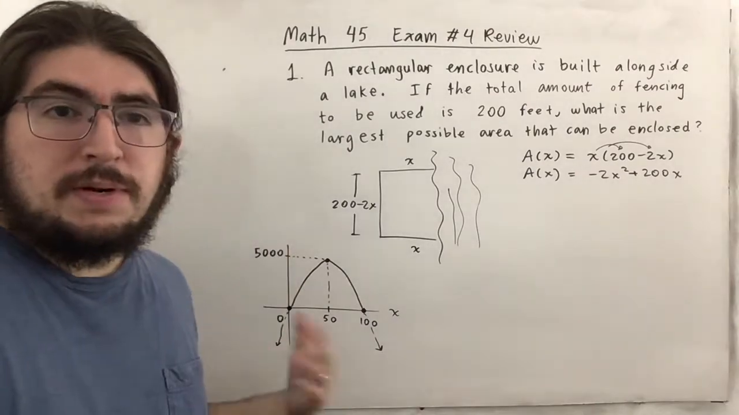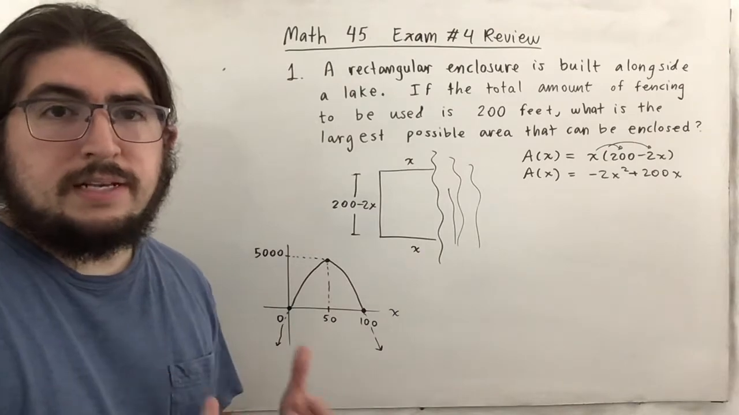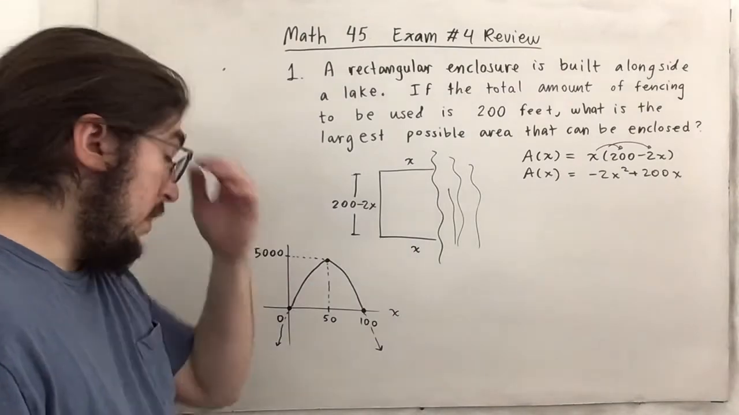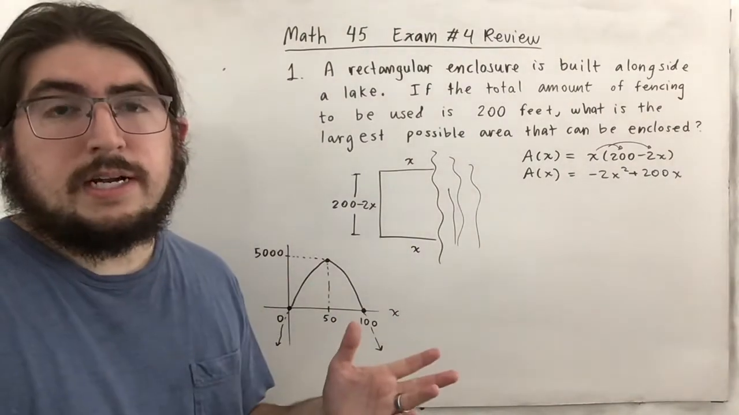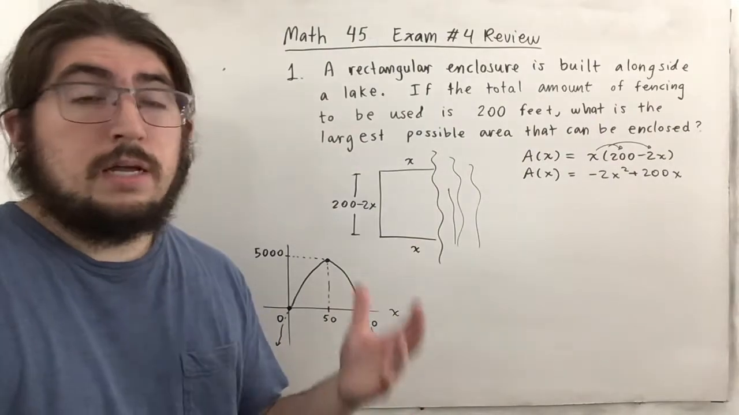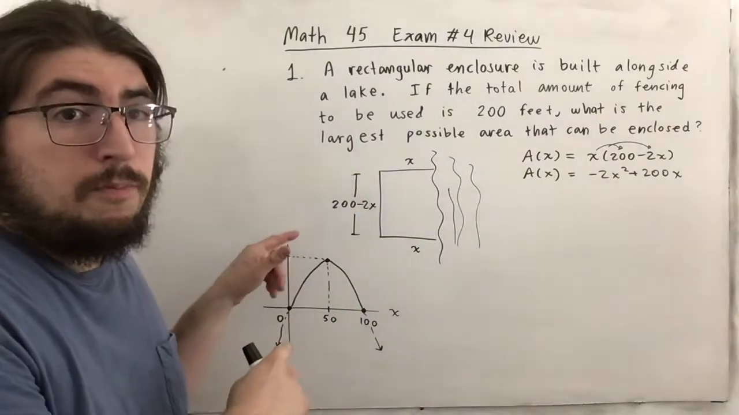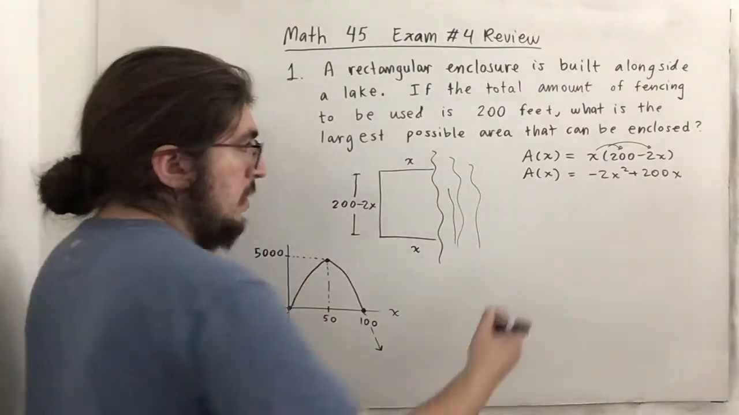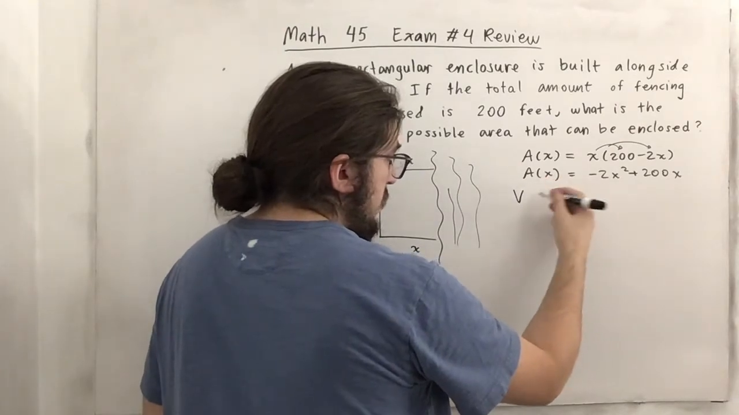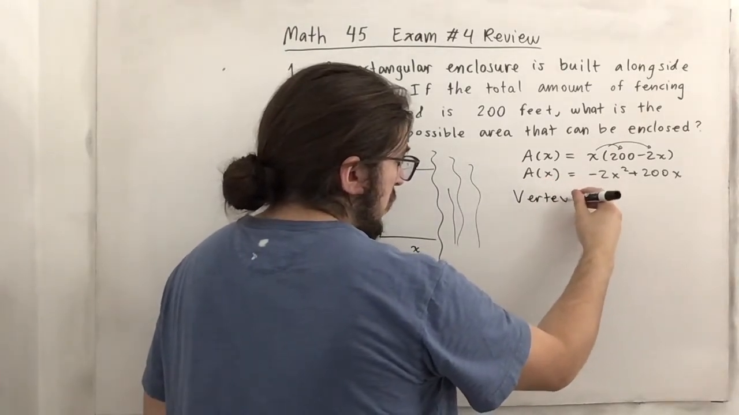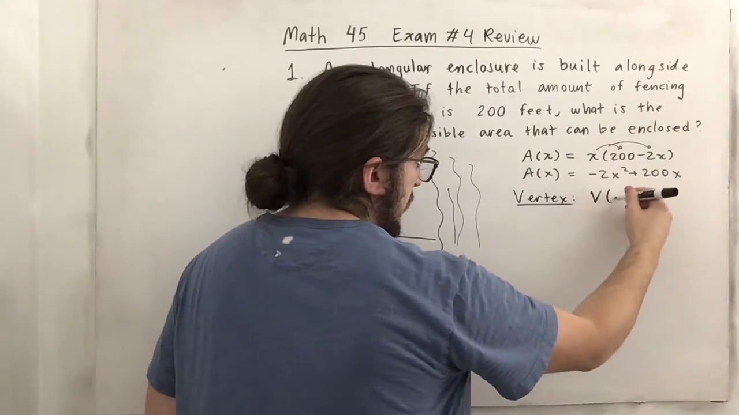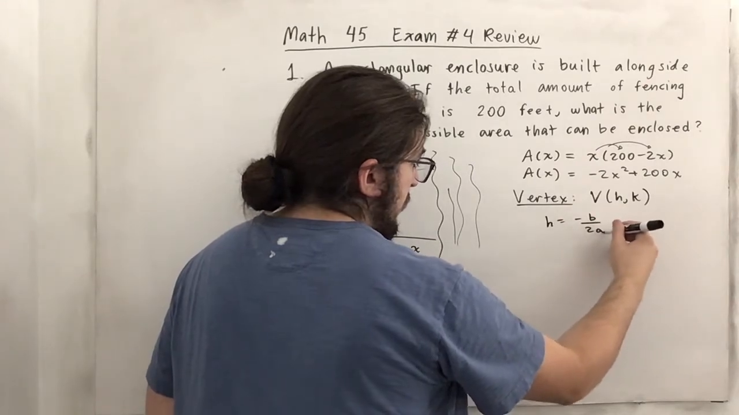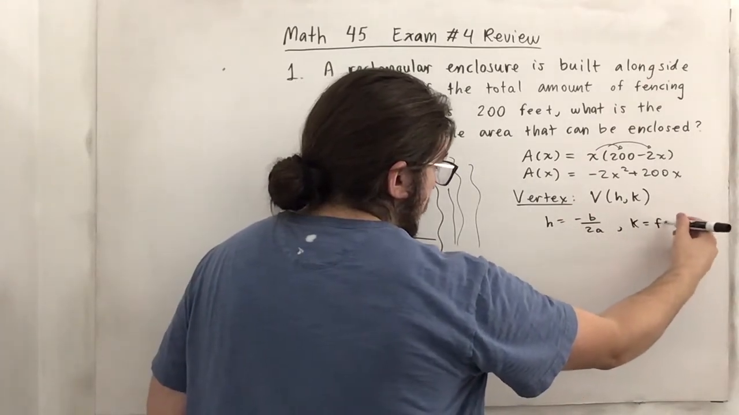Now this is a very geometrical interpretation, and I used a lot of logic in the actual reasoning. But what you can do is just straight up find the vertex, because the vertex will always correspond to the lowest point if it's facing up, or the highest point like we have here if it's facing down. I know it faces down because it has a negative in front. And we know the vertex of a parabola, let's call it h comma k, where h is negative b over 2a, and k is equal to f of h.